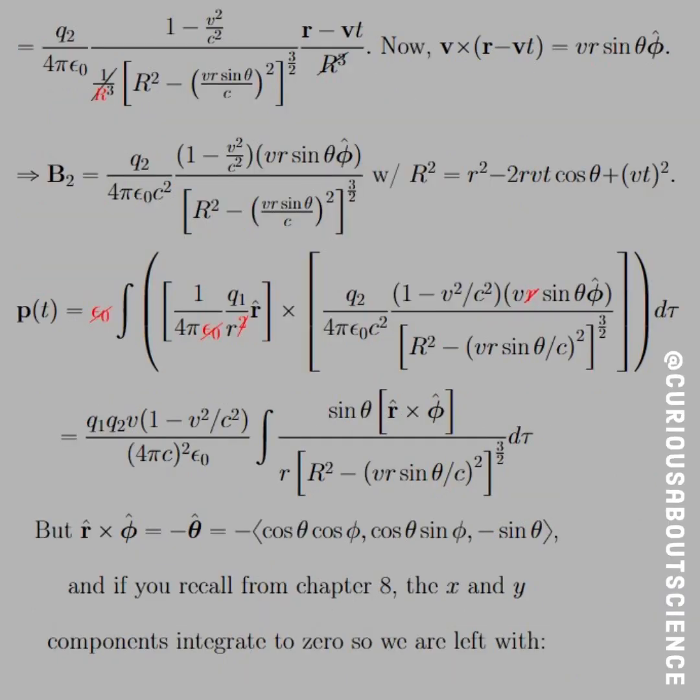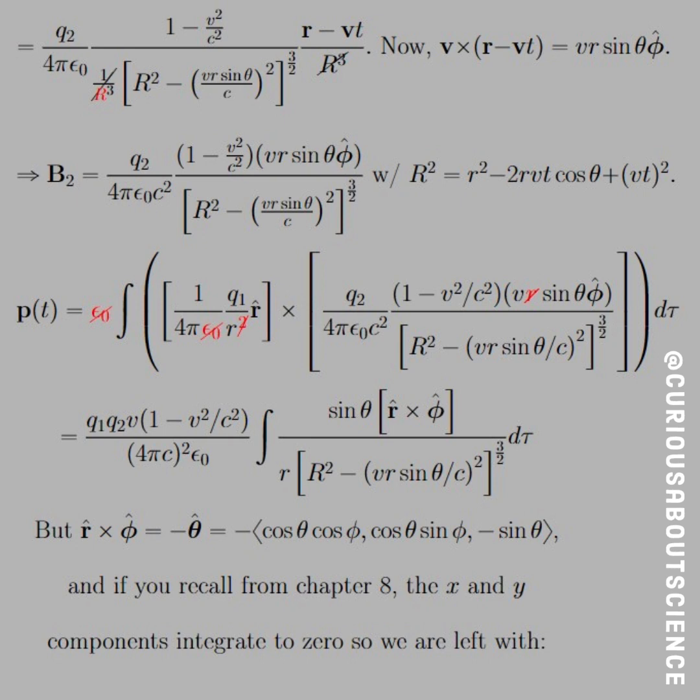Now we notice that the cross product of V cross R minus VT, well, no one really cares, because R cross V cross R is equal to RV sine theta in the phi direction. We like that. But we know that V cross V is equal to 0. So we're good there. Okay, cool. We like that.